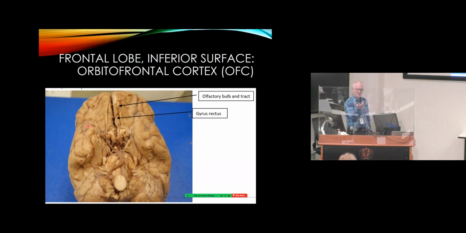Now, if we turn the brain upside down, we look at the undersurface of the frontal lobe. This is called the orbital frontal cortex. And we can name a few things. There's a straight gyrus here, which literally means the gyrus rectus, the straight gyrus. And just lateral to that, you have the olfactory bulb and tract. We'll get to cranial nerves later, but obviously that's for smell, olfaction. And then let's say a little bit about the orbital frontal cortex now.